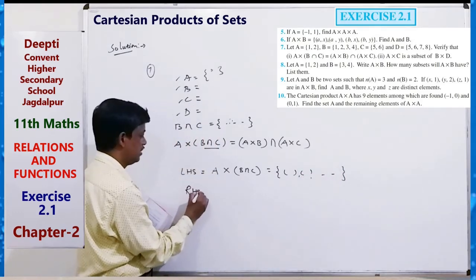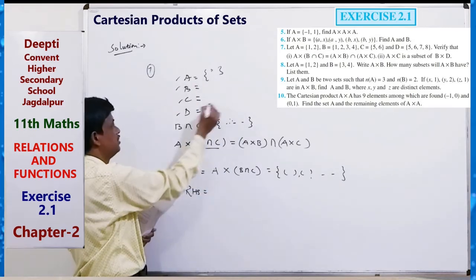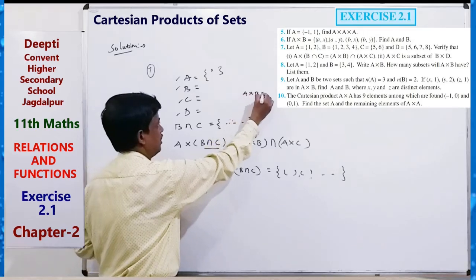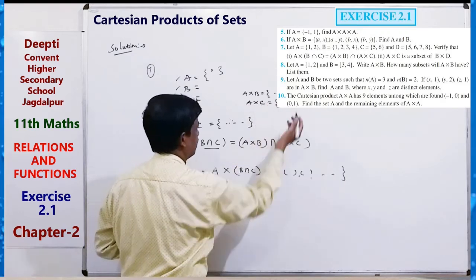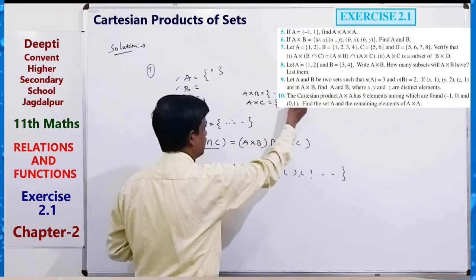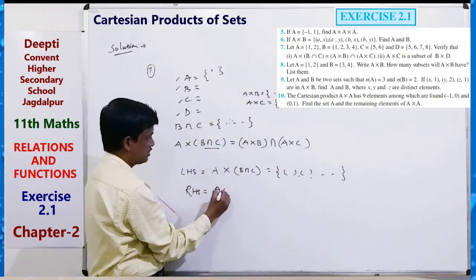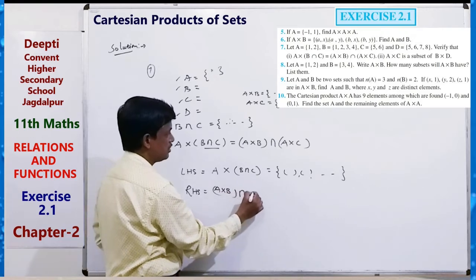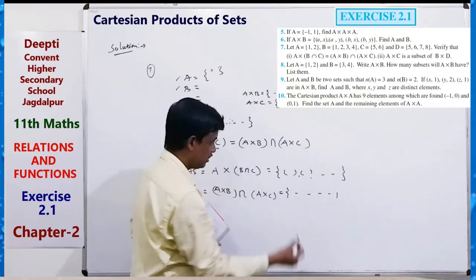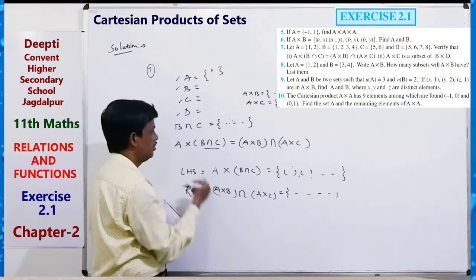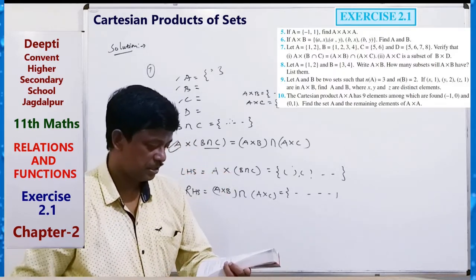Similarly, right hand side. First find, by taking A, B, A cross B. Find. And also A cross C. Find. You can do it. Now taking first set A cross B intersection, second set A cross C, and write. Then see whether these two are equal or not. If equal, then it is verified. Similar, second: A cross C is a subset of B cross D.